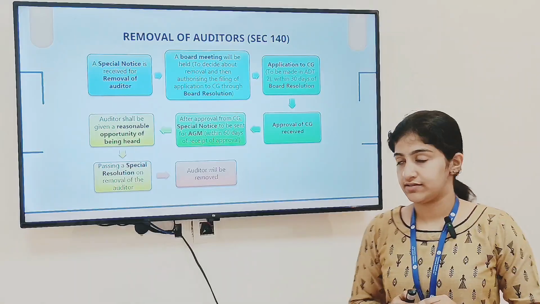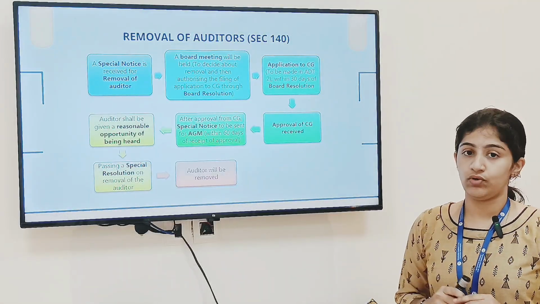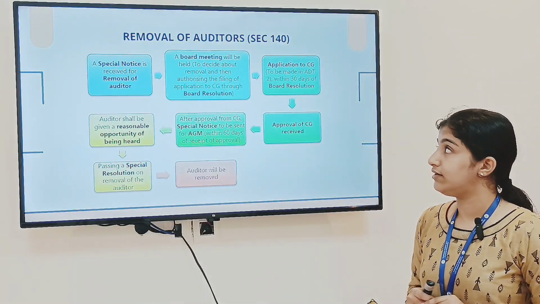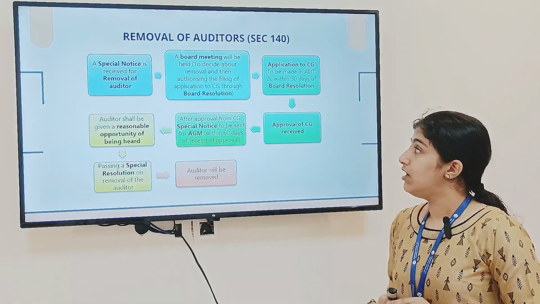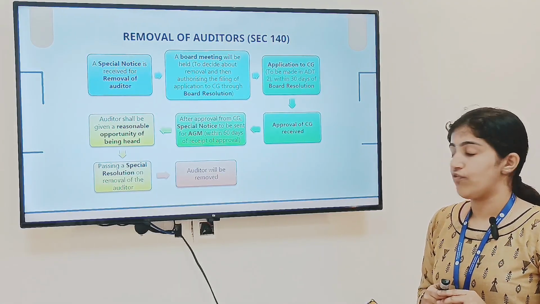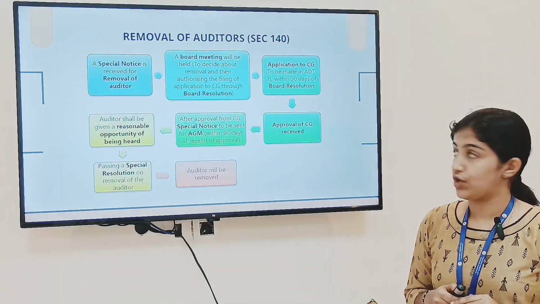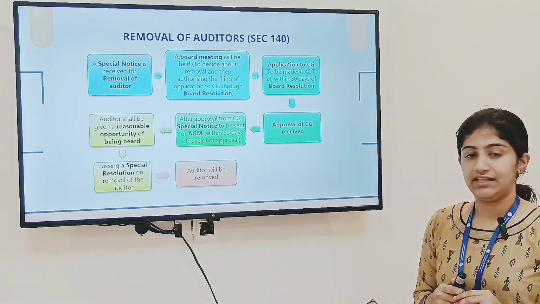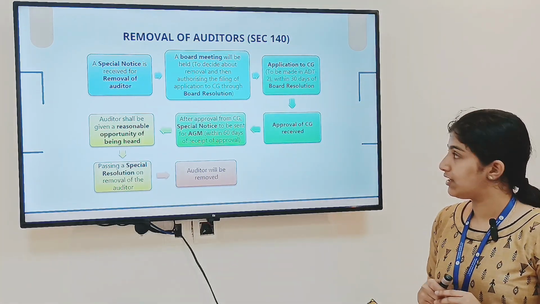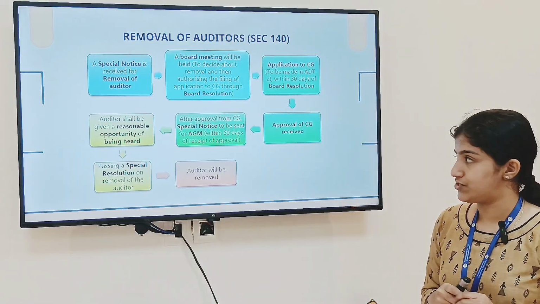Next, removal of auditors, section 140. A special notice is received for the removal of the auditor. A board meeting will be held authorizing the filing of application to the central government through board resolution. Application to be made to the central government in ADT 2 within 30 days of the board resolution. Next, approval has to be received from the central government.